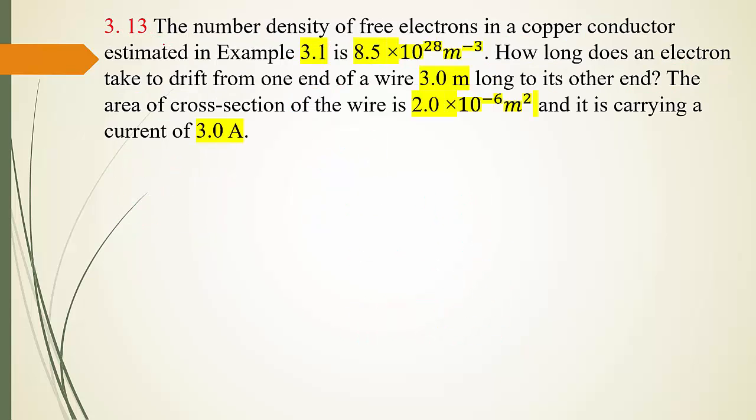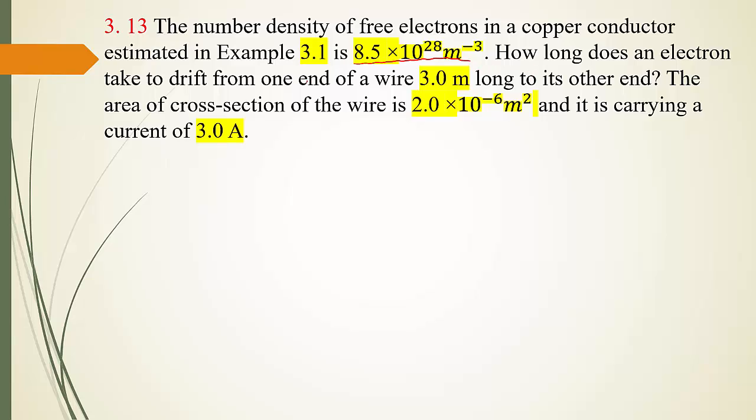13th problem, 3.13. The number density of free electrons in a copper conductor estimated in example 3.1 is 8.5 into 10 raised to 28 per meter cube. So you can remember the first example, first numerical problem. According to that example, we can estimate the number density of free electrons in a copper is how much? 8.5 into 10 raised to 28 per meter cube.